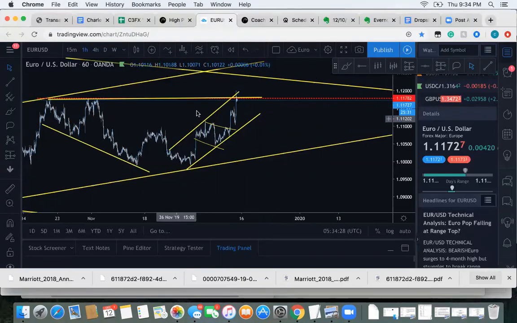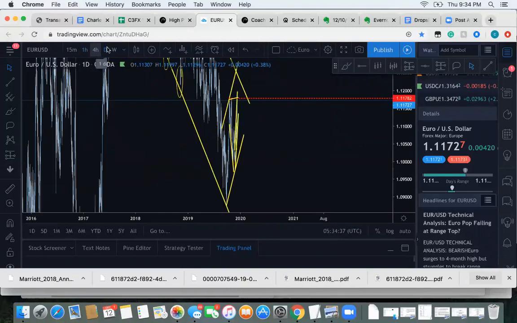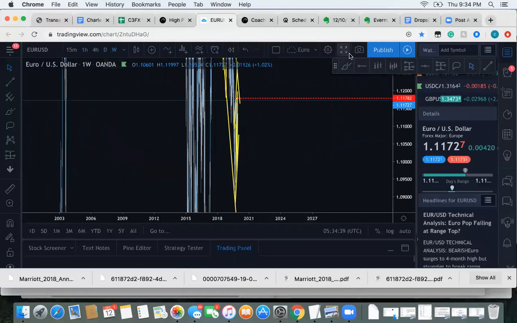And so in this case, I want to see the market show its hand and present itself to me. So that's my analysis on EURUSD. I hope you all enjoyed it. I hope it provided some value.